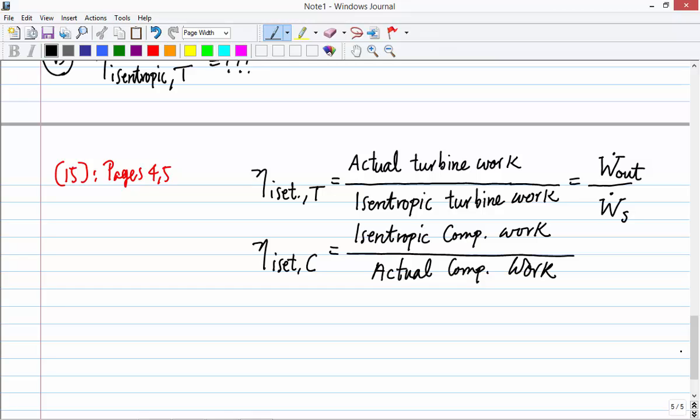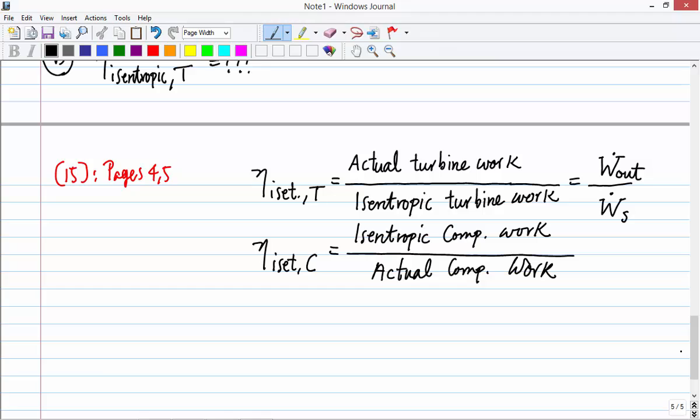That's why we define the isentropic efficiency for a compressor as isentropic work divided by actual work, because we know that isentropic work is less than actual work. It's a better compressor. It requires less work to give us the same pressure difference, right? It needs less work.